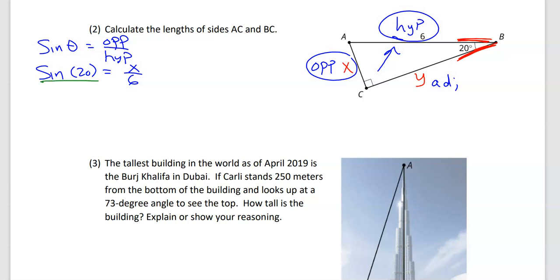Anytime we are solving for length, we always cross multiply. At least that's the method that I prefer to use. So we cross multiply, and we get 6 times sine of 20 degrees is equal to X. So if I put it in my calculator, always check the tangent of 45, make sure you get the answer 1. So 6 times the sine of 20 degrees is approximately 2.052.